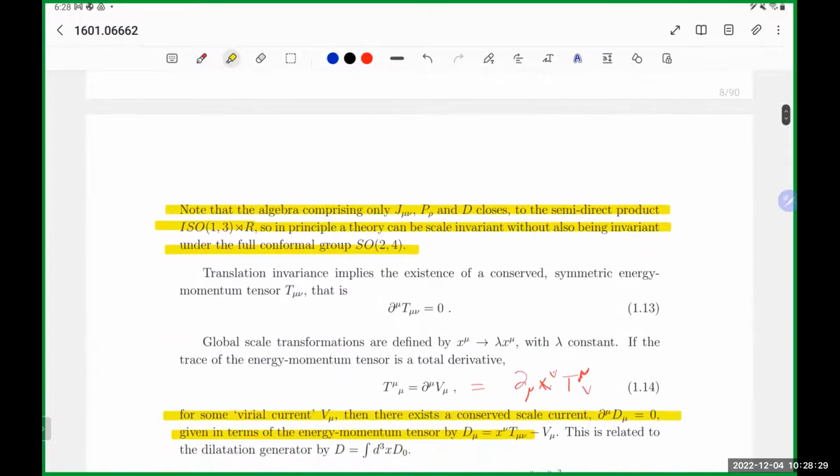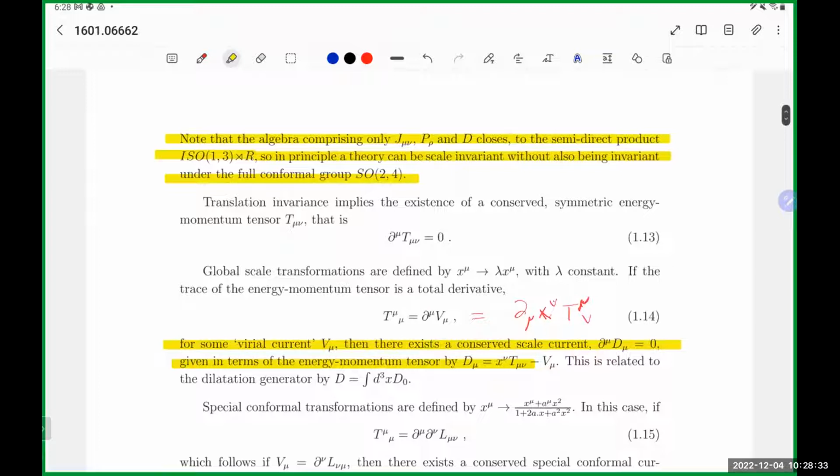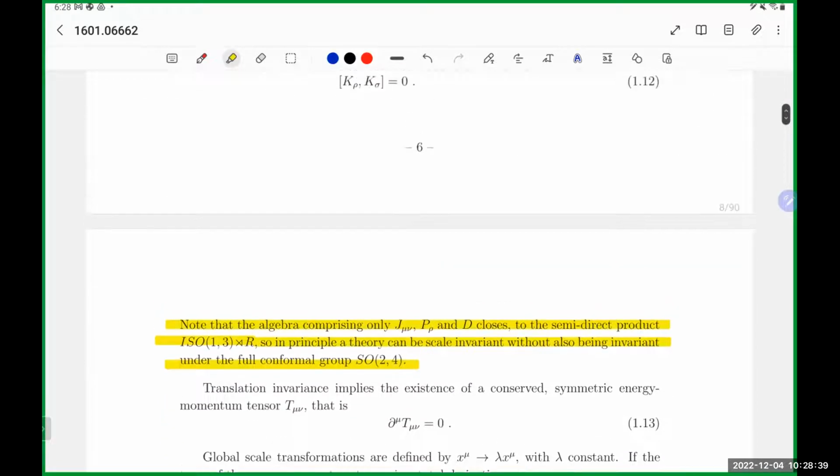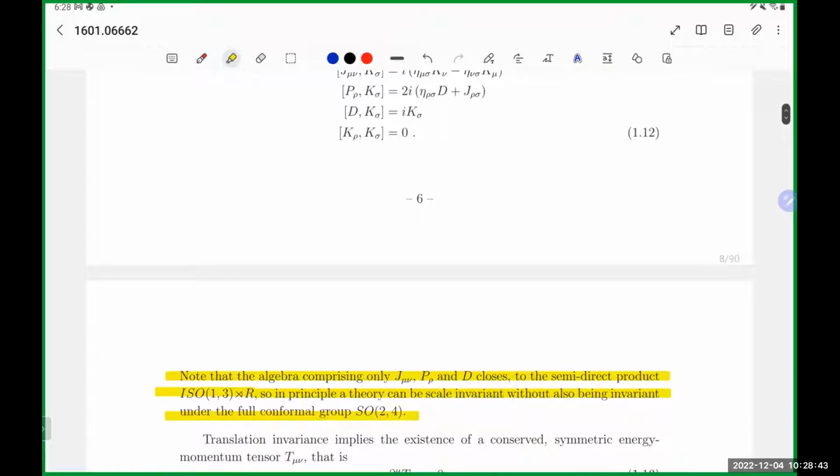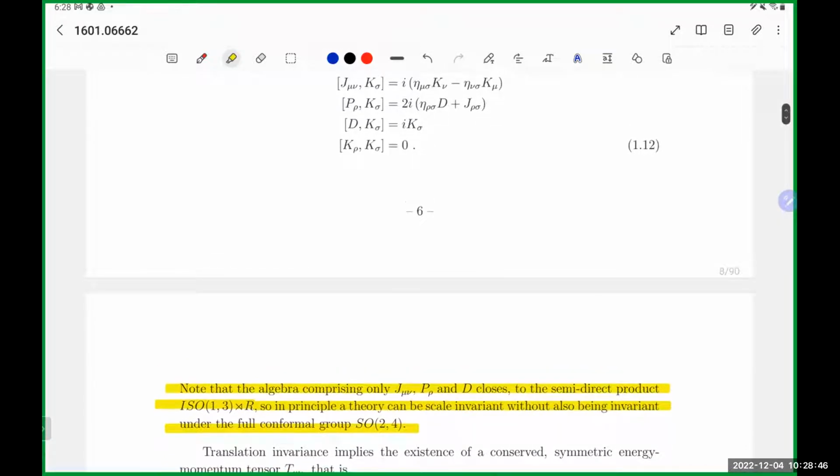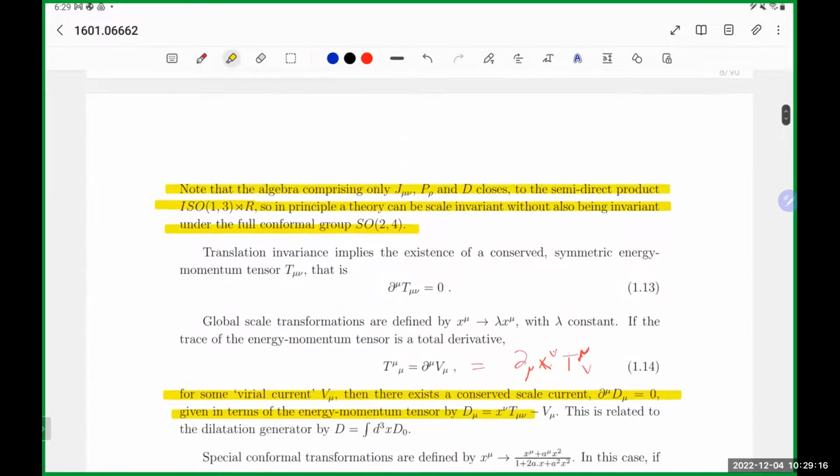So then, this is probably very basic stuff. The important thing is to notice that the algebra that has only J mu nu, P rho, and D closes on itself as the semi-direct product SO(1,3) cross R. So in principle, what this shows you is that a theory can be scale invariant, but it doesn't have to be conformally invariant. It has to have the conformal group. Of course, this reminds me of the famous paper, not sure, blanking on the author's name, that scale invariance implies conformal invariance in 2D, right? So we can talk about this maybe in this context later on, but let's move on.